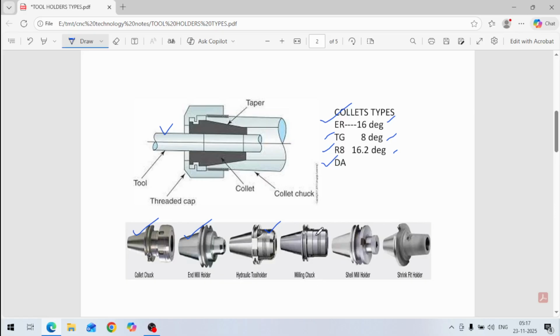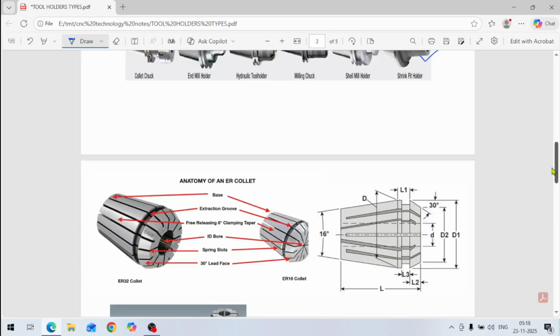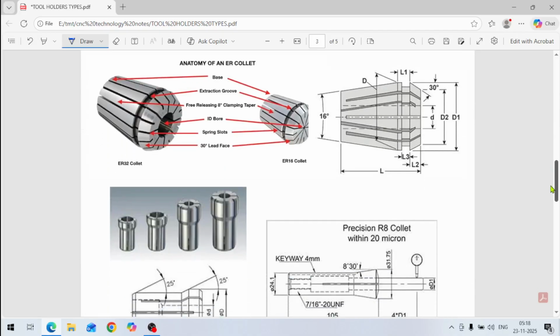It is a milling chuck here, and this is your shell end mill holder. The shell end mill is held in this portion. And this is a shrink fit holder. So these are the types of holders. We are discussing the front portion here, the front portion of tool holders.